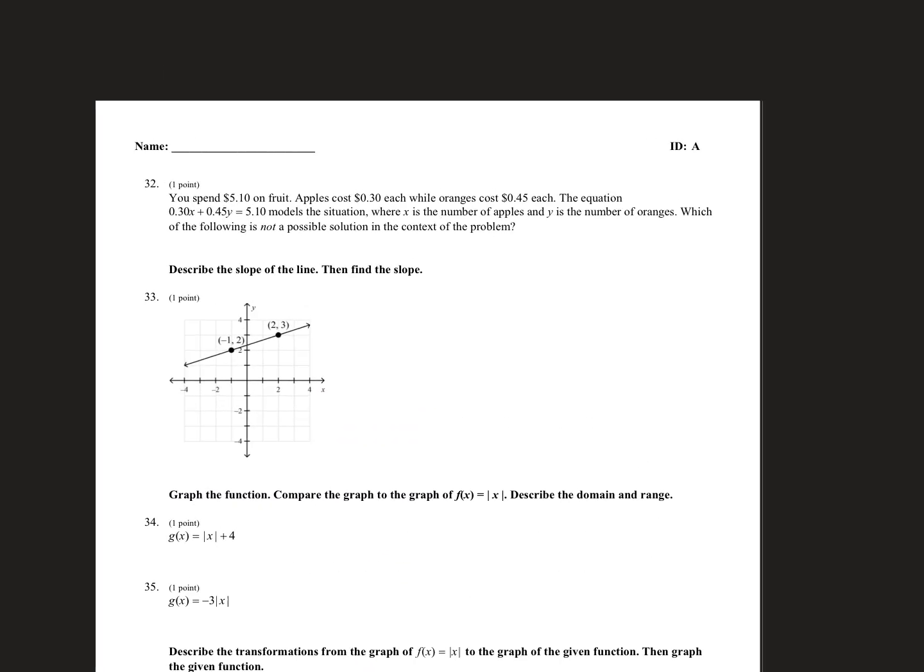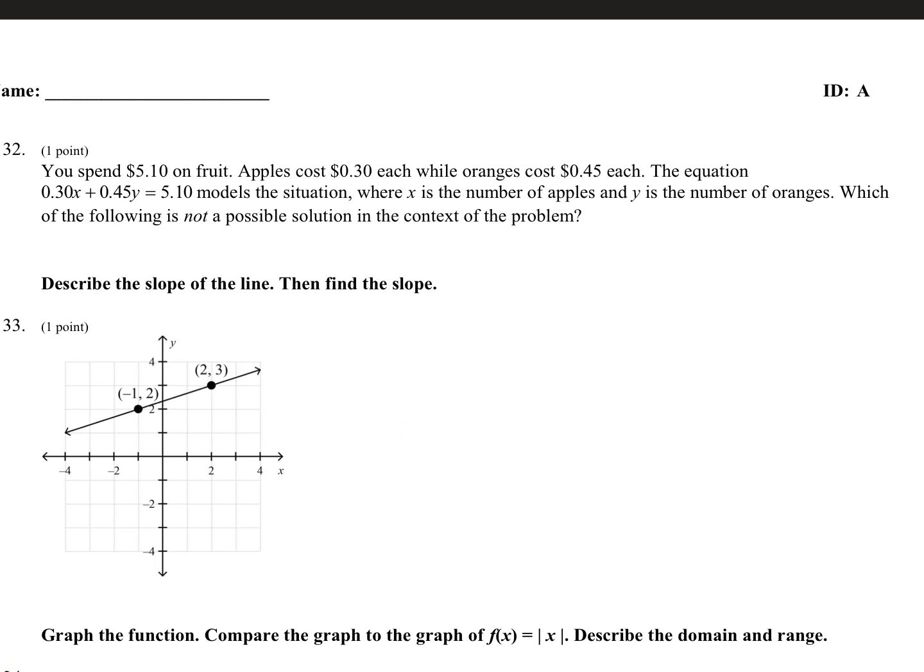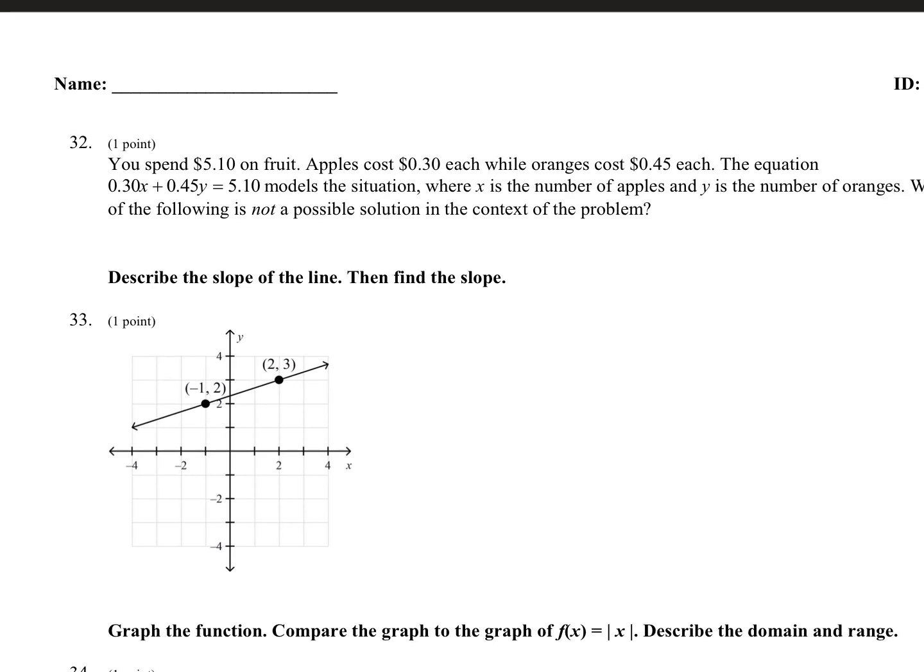All right, let's look at 32. You spend $5.10 on fruit. Apples cost 30 cents each, while oranges cost 45 cents each. The equation 0.3x plus 0.45y is equal to 5.10 models the situation where x is the number of apples and y is the number of oranges, which is not a possible solution in the context of the problem.